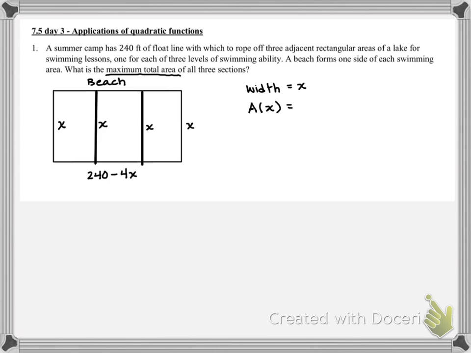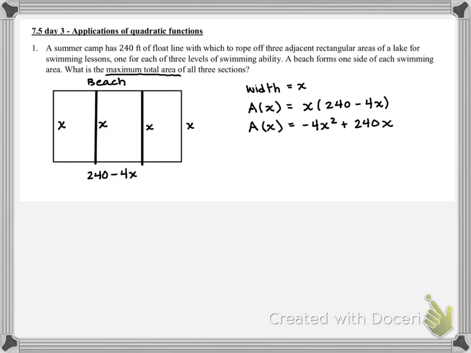So we have A of x equals length times width, so x times 240 minus 4x. And I'm going to go ahead and distribute here because really the only interesting equation we can solve when the function's in factored form is if we set it to 0, but we would never set the area equal to 0 because then we wouldn't have anywhere to swim at all, right? It would take no rope if the area was 0.